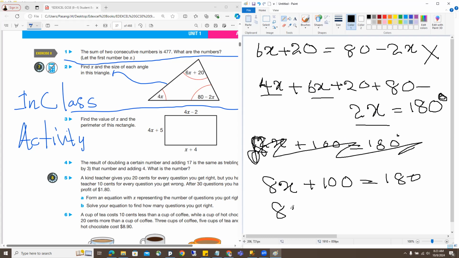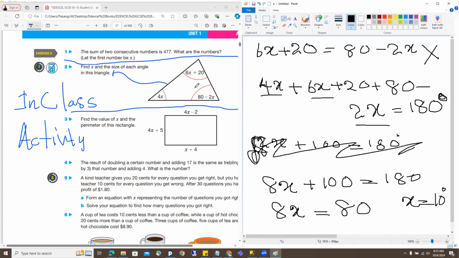8x is equal to 180 minus 100, that is 80. x is equal to 10. I got it. Okay? Yeah, miss. Okay, x is equal to 10.